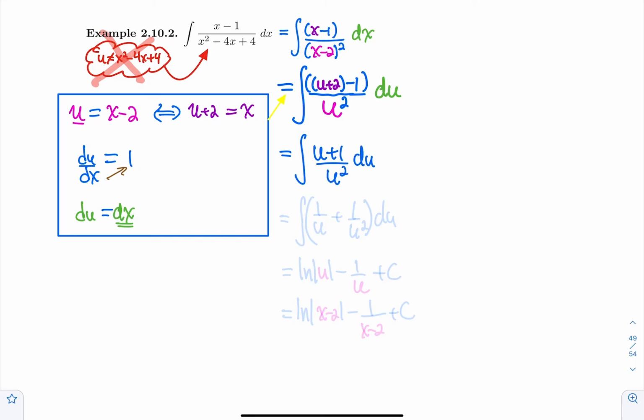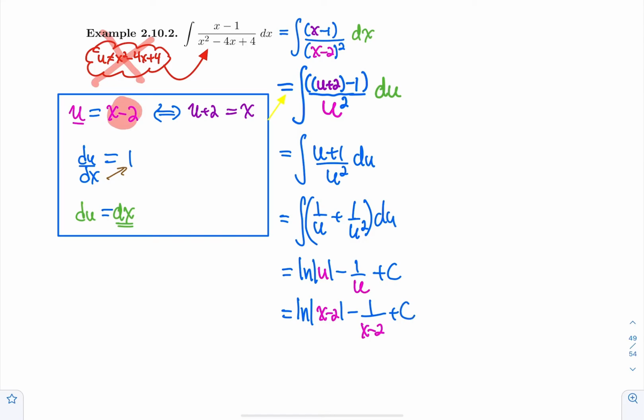Now if you just divide by u squared, you're going to get 1 over u plus 1 over u squared du. 1 over u is ln u in absolute value. And u squared, remember, it's u to the power minus 2, so it becomes u to the power minus 1 over minus 1, or minus 1 over u, plus c. And now you just need to replace u by its original substitution. So ln of x minus 2 minus 1 over x minus 2 plus c. And that's it. That's all.